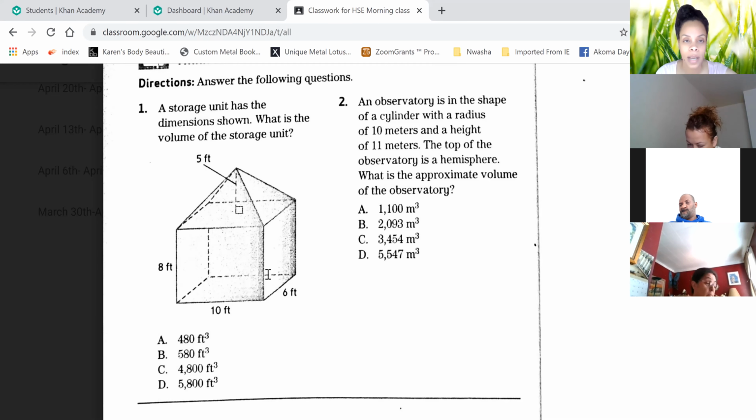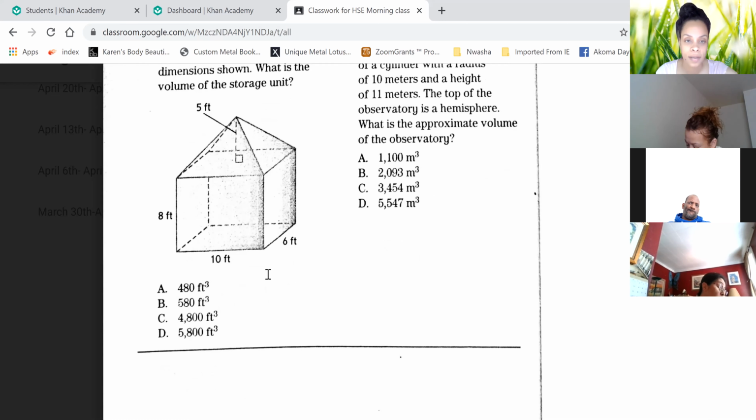So take about 2 minutes, since we have those two formulas. You're going to do volume of the pyramid, volume of the rectangle, and then I will put the two formulas on the whiteboard.